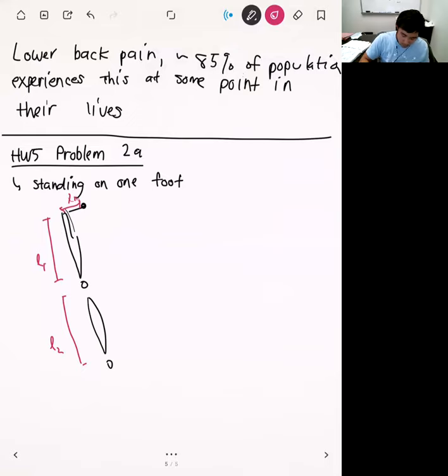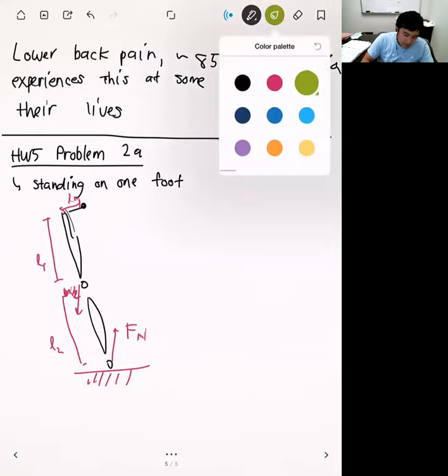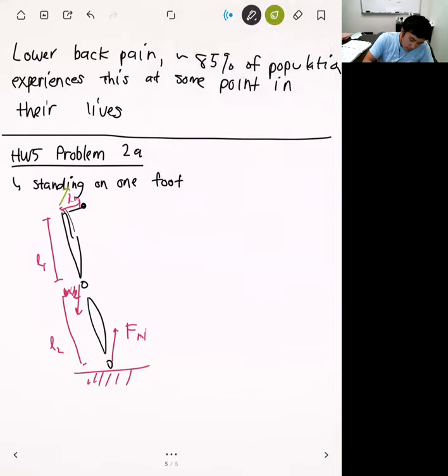We have a normal force that's coming from the ground. And we also have the weight of the leg that's acting as well. In addition to that, we have a muscle force, and someone go ahead and draw that in. And then we have all the lengths that are shown.